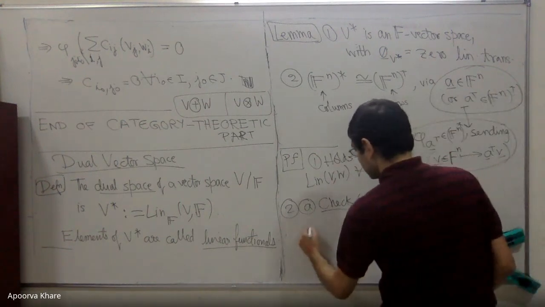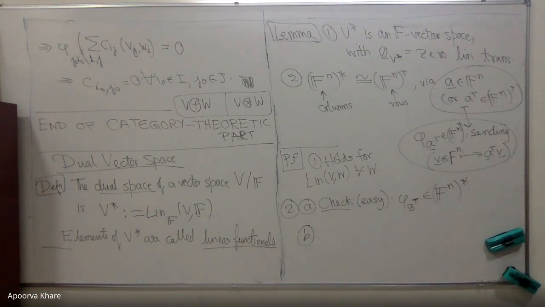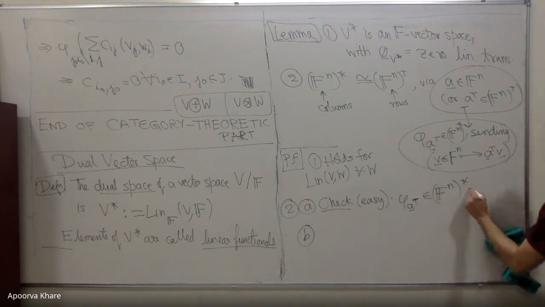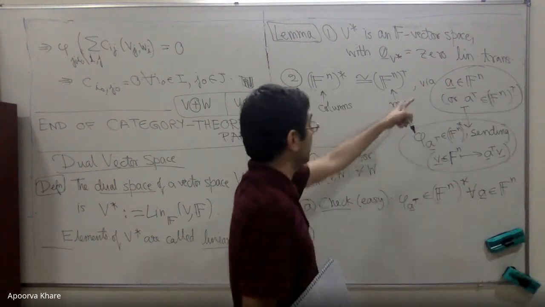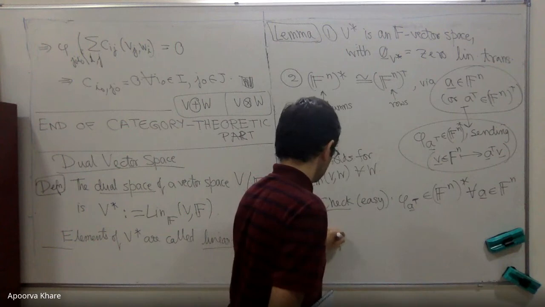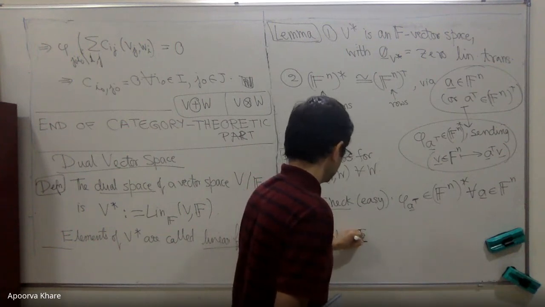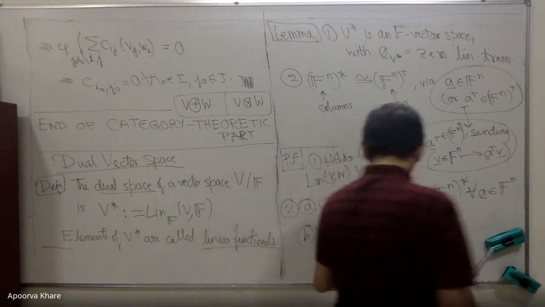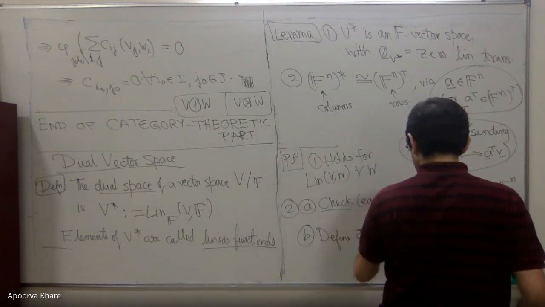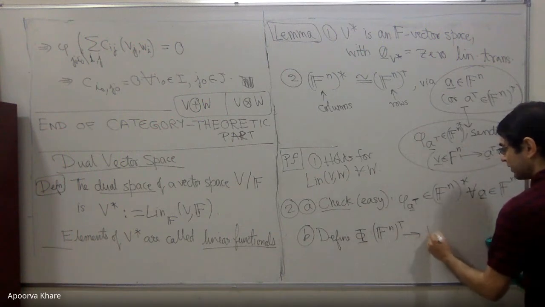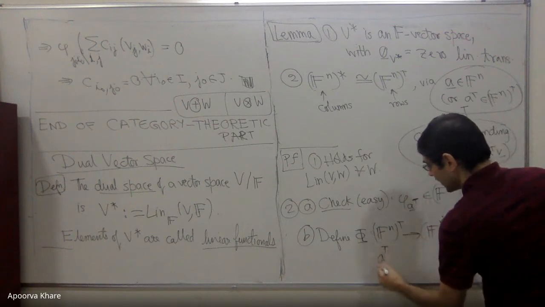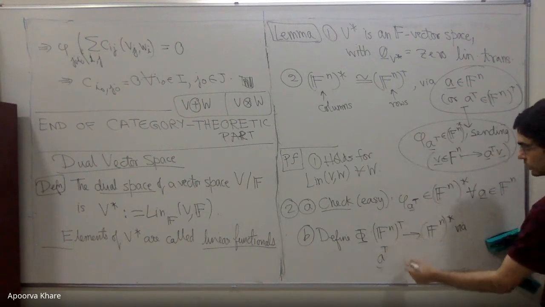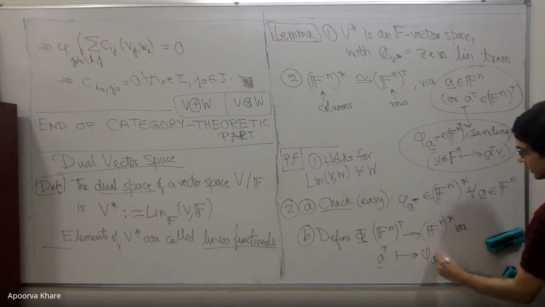Not only that, now let's look at the maps. Let's give that map a name, for all A in Fn. Let's now define this map. So define phi from Fn transpose to Fn star via A transpose. A is a vector in Fn, a column vector, A transpose is a row vector, and this is the map that I just wrote upstairs.